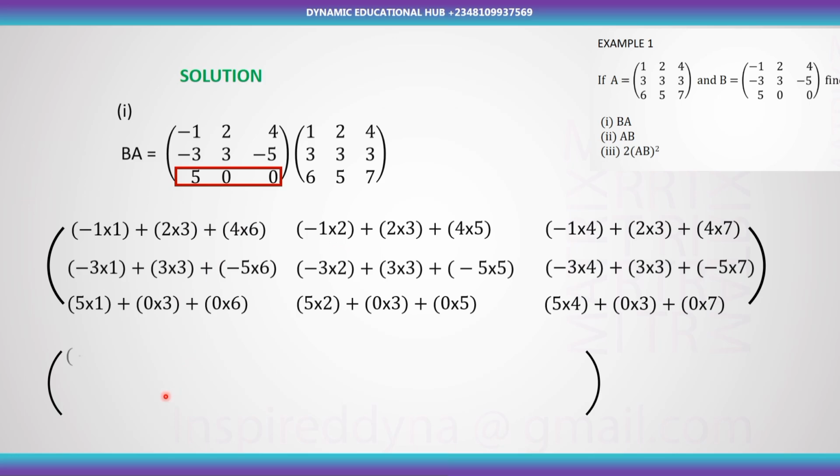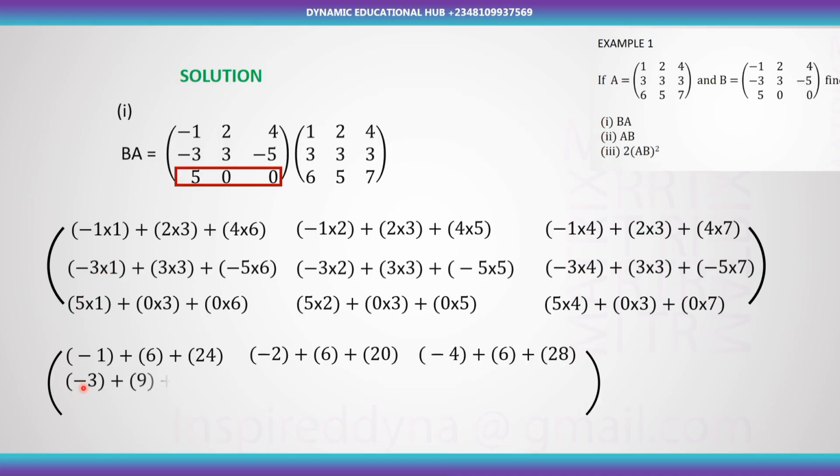We have minus 1 multiplied by 1, minus 1, 2 times 3, 6, 4 times 6, 24. What we have here, minus 1 times 2, minus 2, 2 times 3, 6, 4 times 5, we have 20 here. For this guy, we have minus 1 times 4, minus 4, 2 times 3, 6, 4 times 7, 28. We move to the next row.